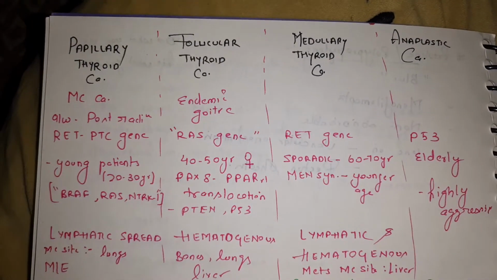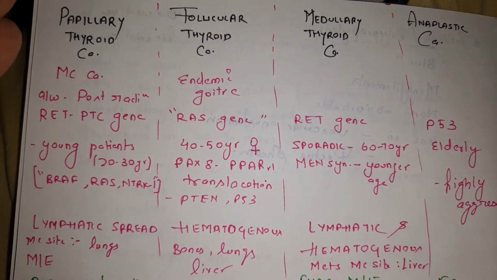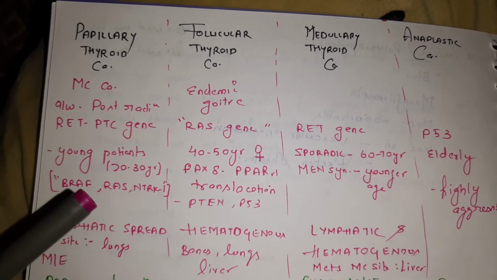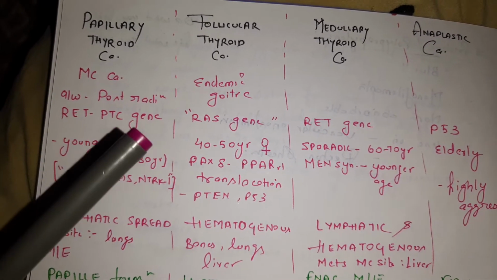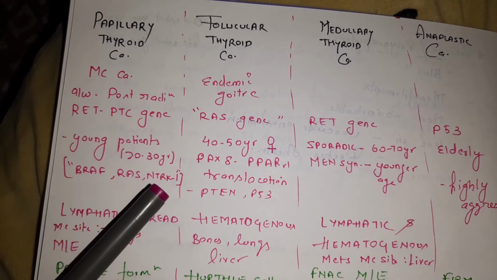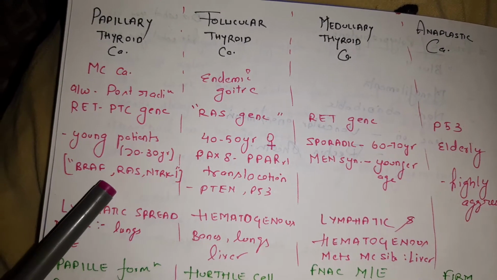Okay, so in this video we are going to talk about thyroid cancer and its classification. So let's begin with thyroid cancer. It is the most common cancer among all, and it is associated with post radiation and the RET-PTC gene, and there are some other genes as well like BRAF, RAS and NTRK1. So this is one of the questions, so I added it here.